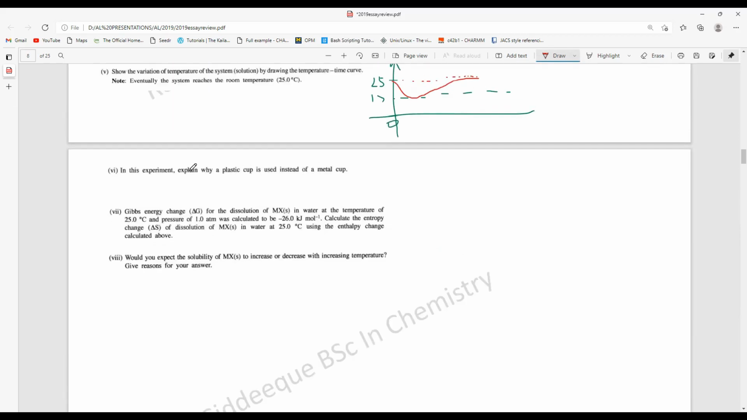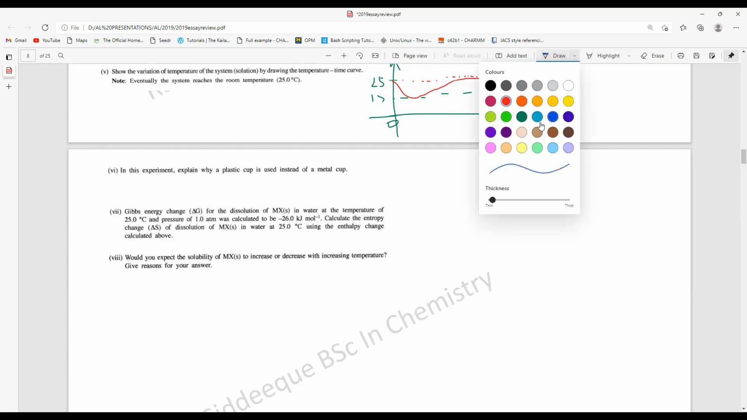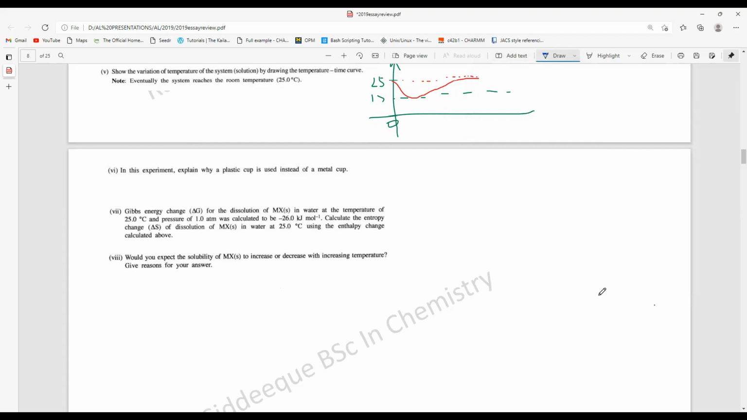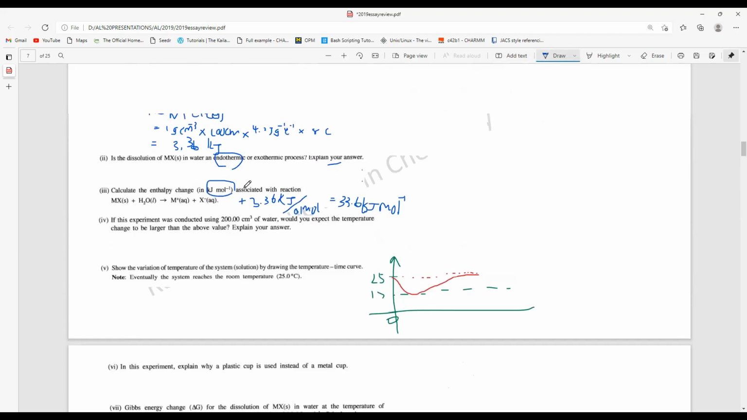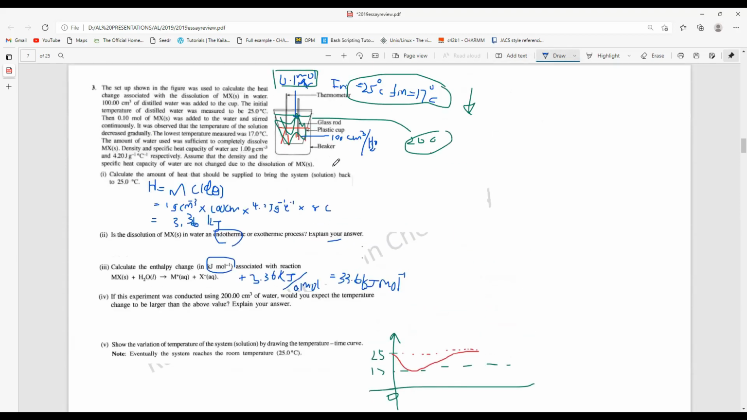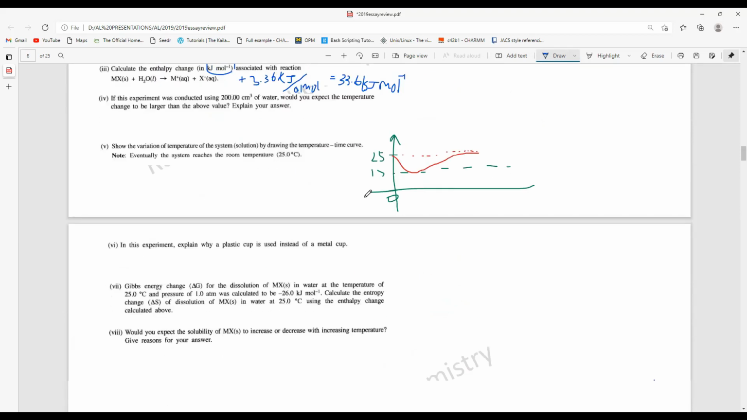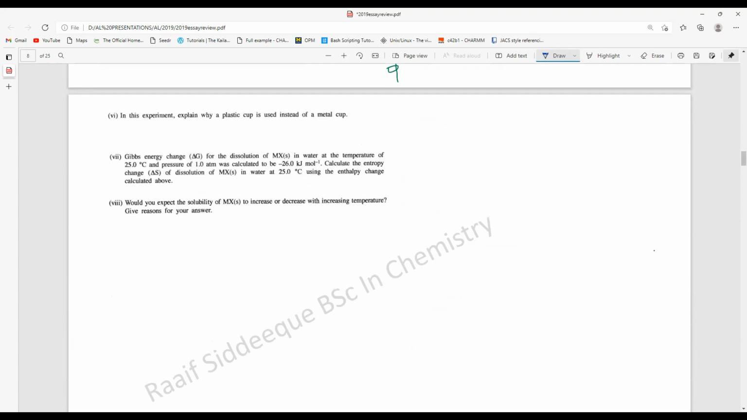Right, next question. In this experiment, they're asking why they have used a plastic cup instead of a metal cup. So this is very straightforward. When you use a metal cup, what is going to happen? Metals are good conductors, so it will also absorb a certain amount of energy or release a certain amount of energy. So that is a problem. Metals are good conductors, in fact thermal conductors.